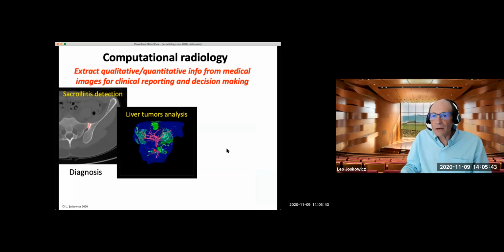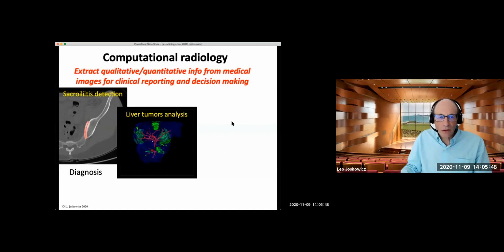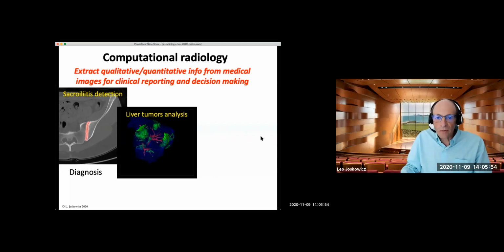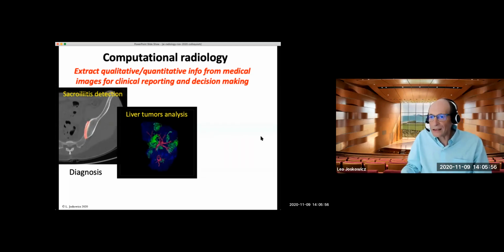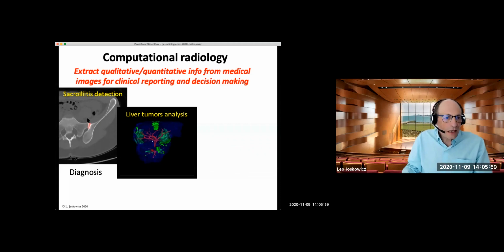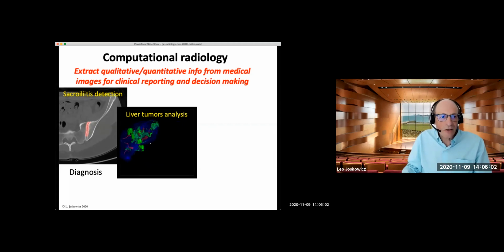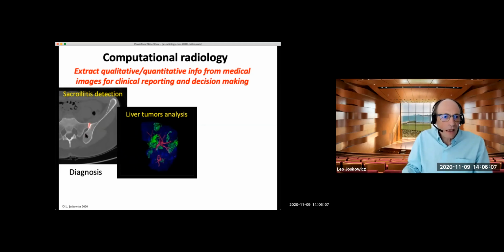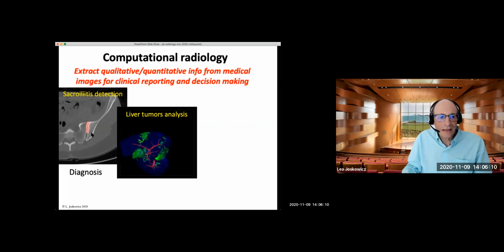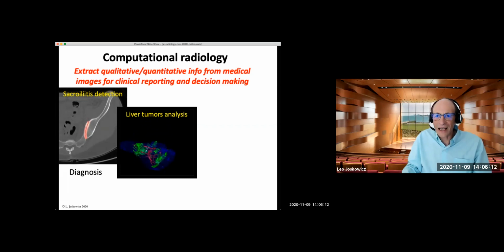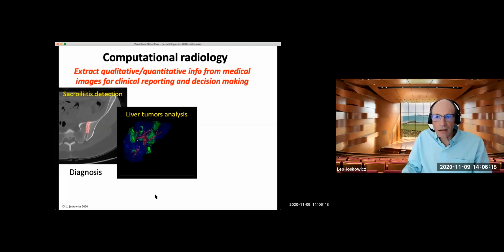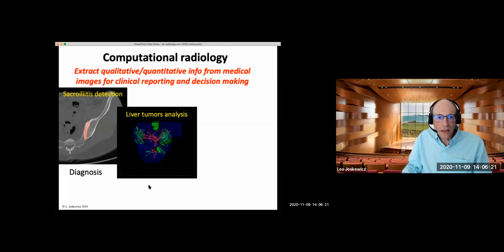So what is computational radiology? The idea is basically to extract qualitative and quantitative information from these medical images for some clinical purpose, reporting and decision making. So for example, we see here the first image on the right, the detection of sacroiliitis. This is a degeneration of the sacroiliac joint, the pelvis. What you see here in red is the analysis of the joint region on those axial slices you saw before for diagnosis. Here in the middle, you see a 3D reconstruction of liver and the liver tumors.